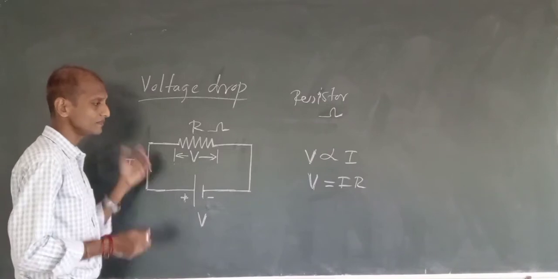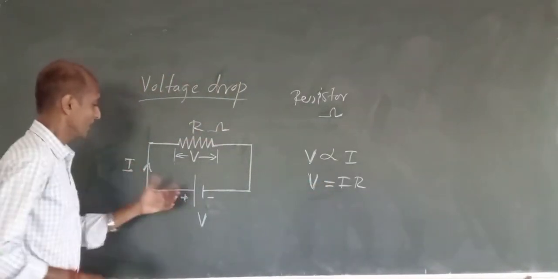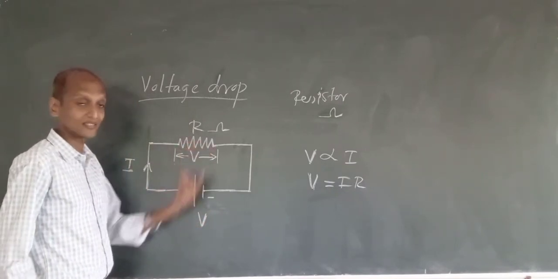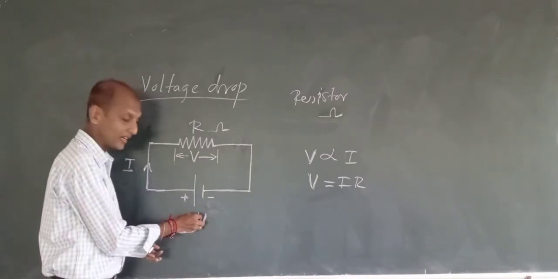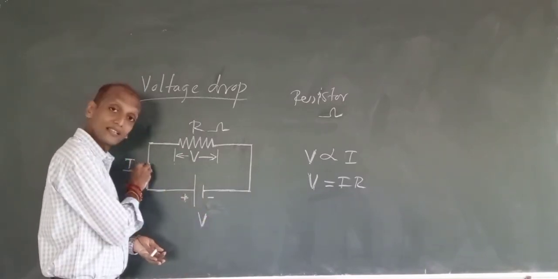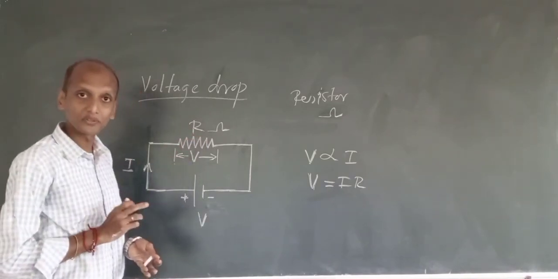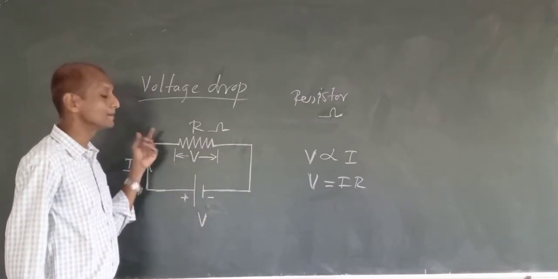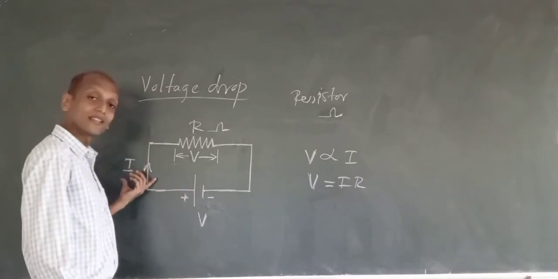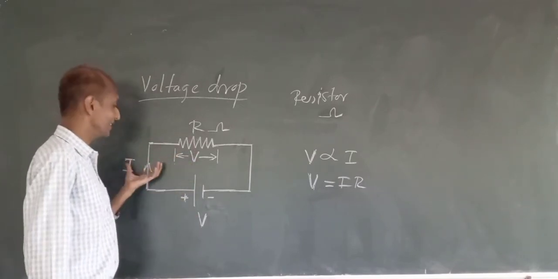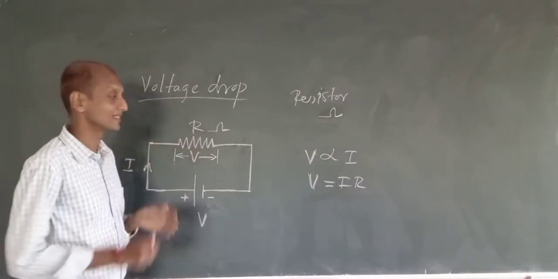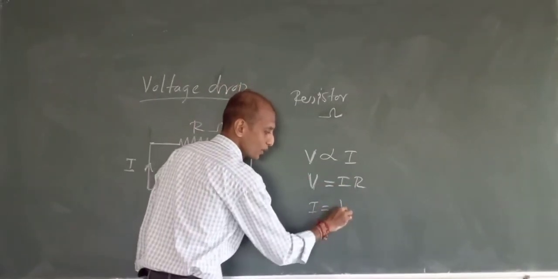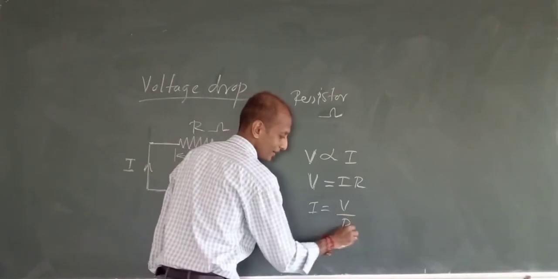Now if I have a certain voltage applied and current starts to flow and we have a certain resistance, that means the current depends on the resistance also. Voltage is directly proportional to current, and the current which flows through the circuit is dependent on the resistance. If I go for the current equation, I will be equal to V divided by R.